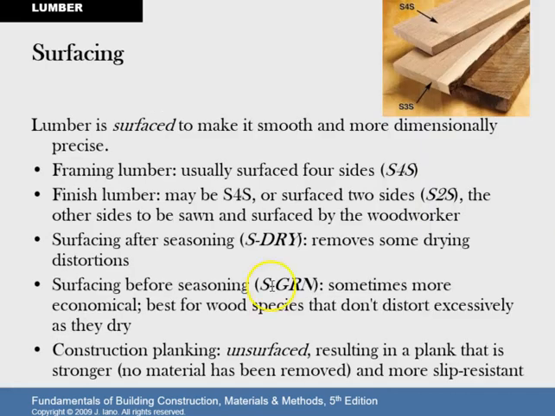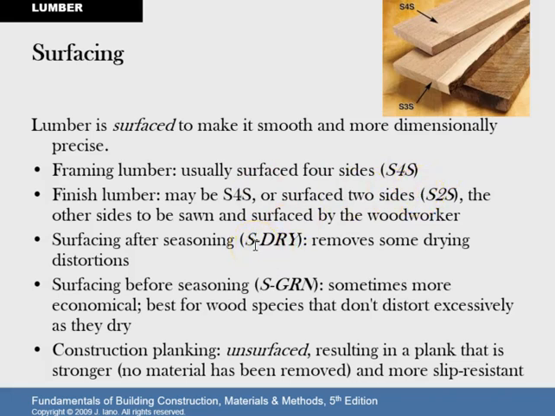Okay, now on to surfacing. So finishing lumber. It could be finished on one side or four sides, essentially, and that's what we see up here. So this is S4S, surfaced on 4 sides. Here's a product that was finished only on 3. So surfaced to make it smooth and more dimensionally precise, very important. Framing lumber is usually done on all 4 sides. Finished lumber could be 4 sides or 2 sides.